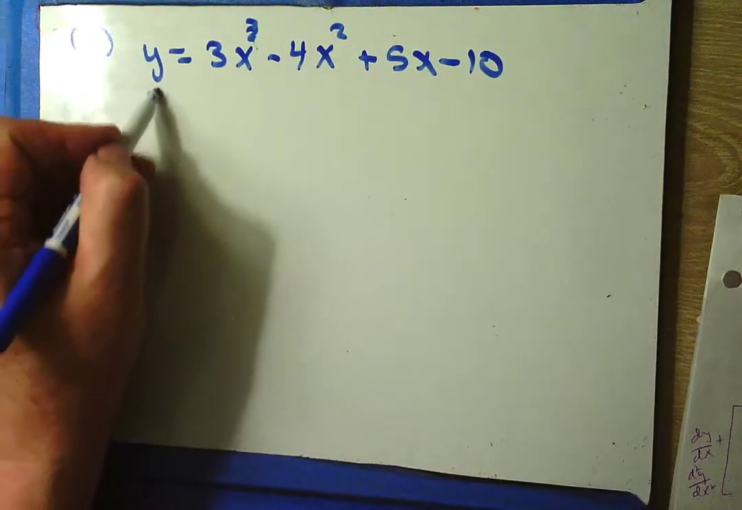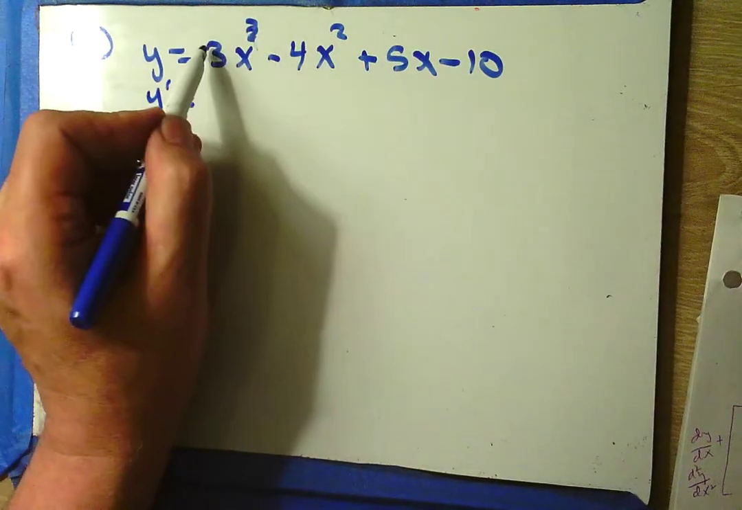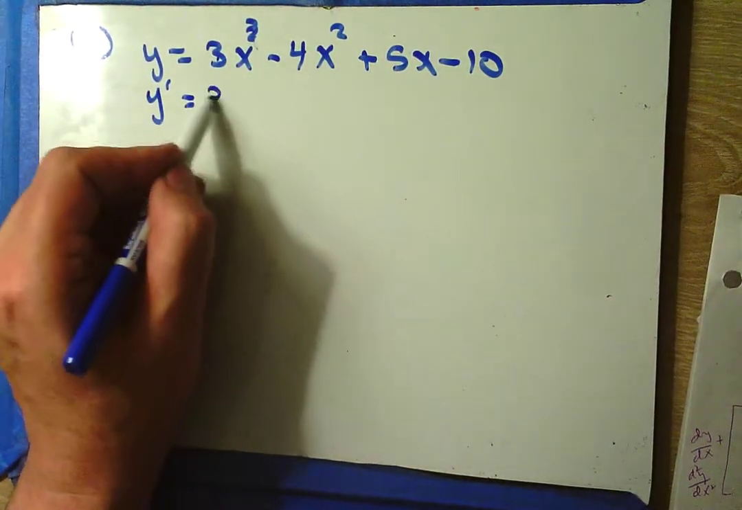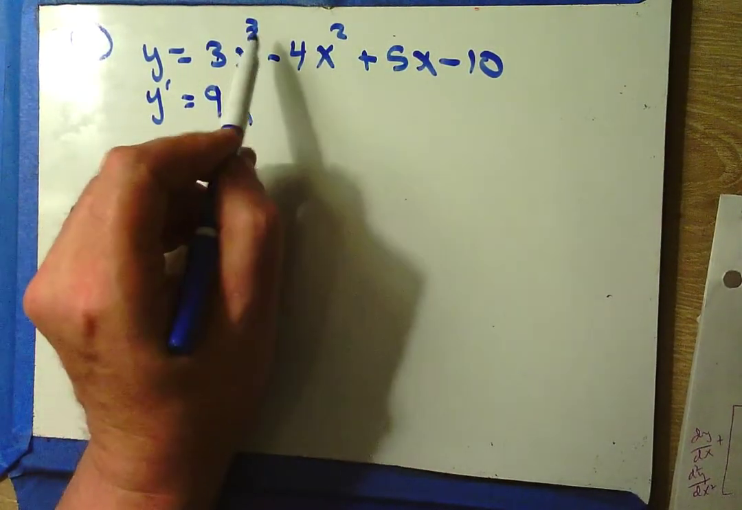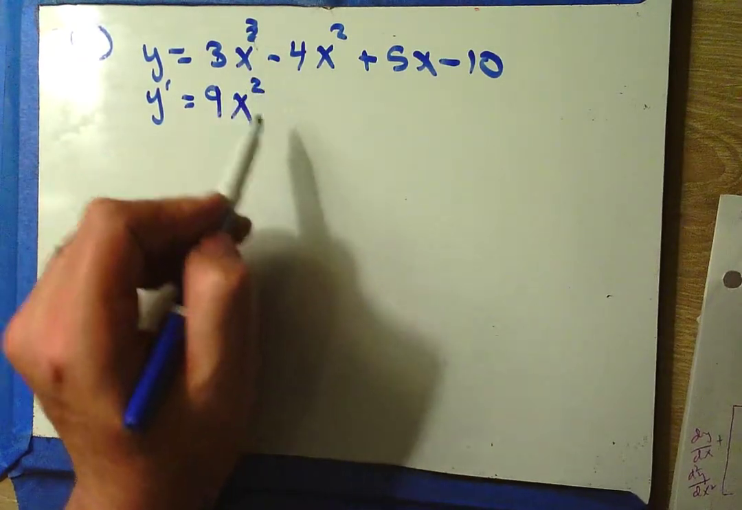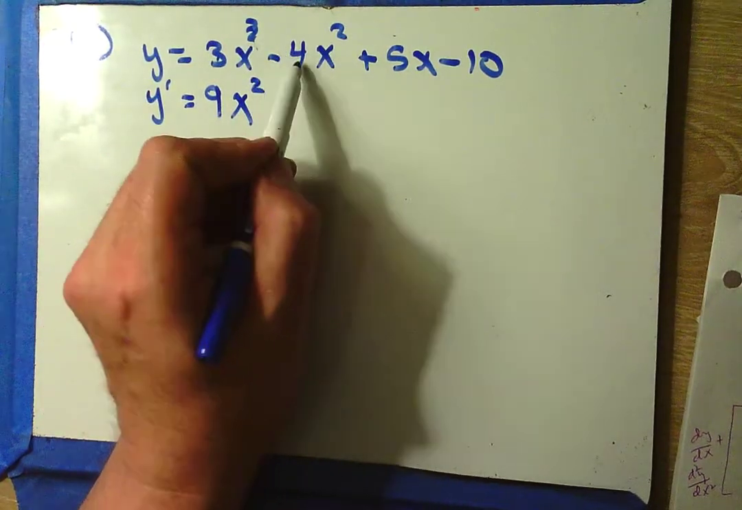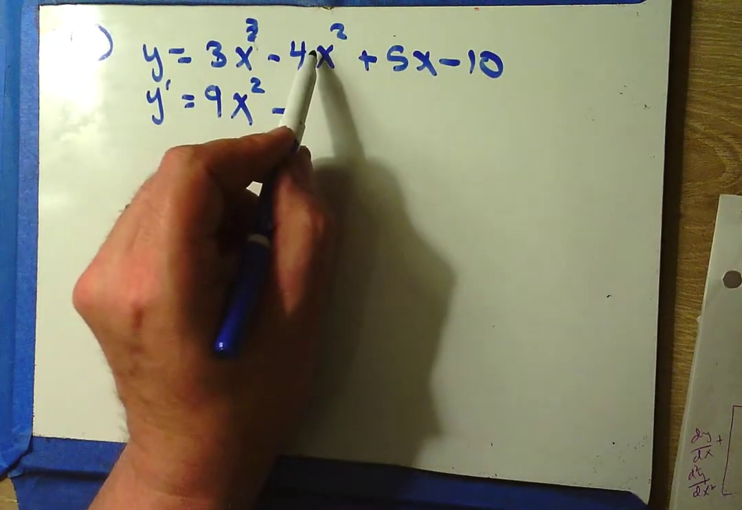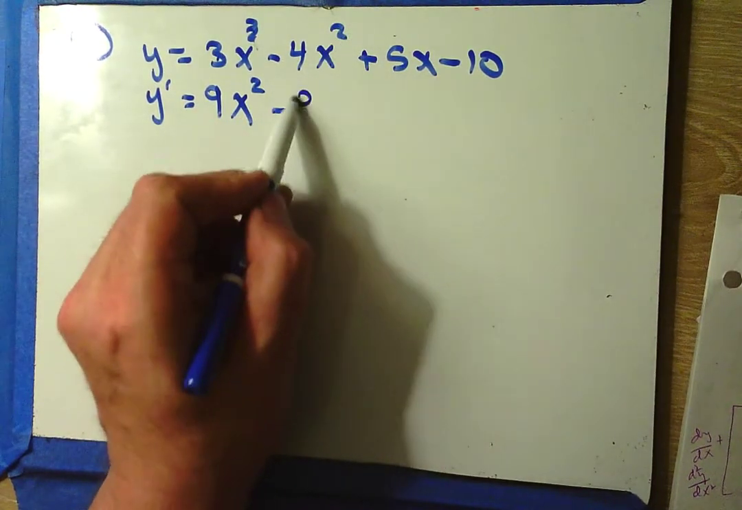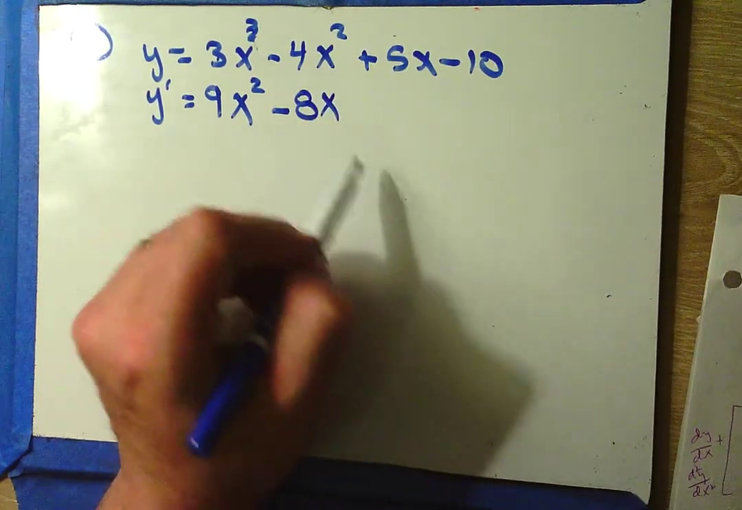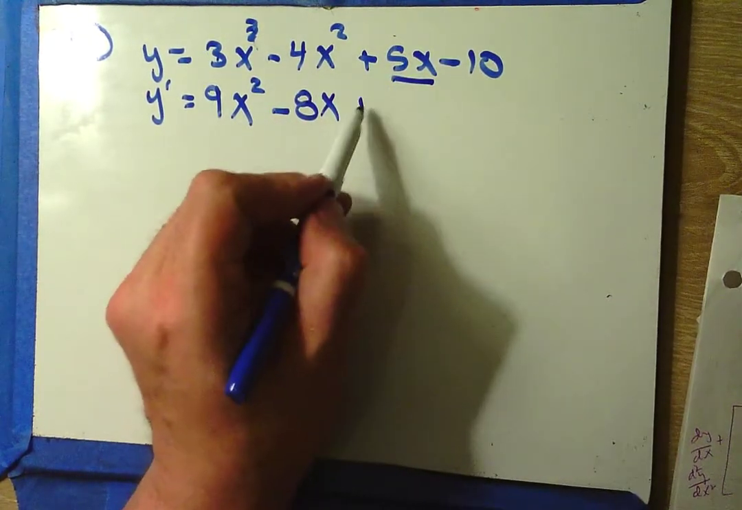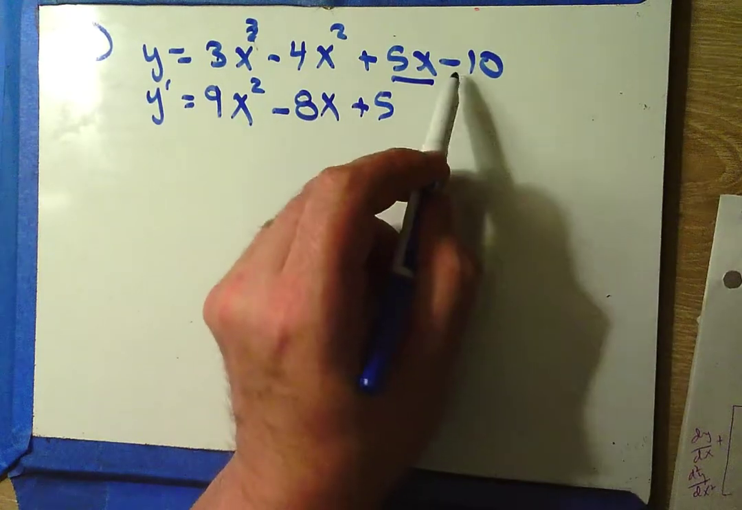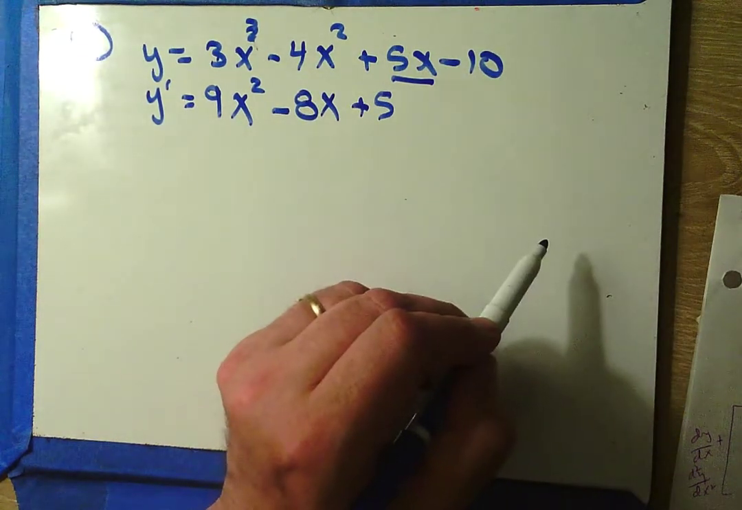Welcome back. Y prime, we bring down the 3. This 3 times this 3 makes 9. X, subtract 1 up here, squared, minus a constant times a function raised to a power. I bring that power down. 2 times negative 4 is negative 8x. And I take the derivative of this linear function to be 5, and the derivative of a constant is 0.